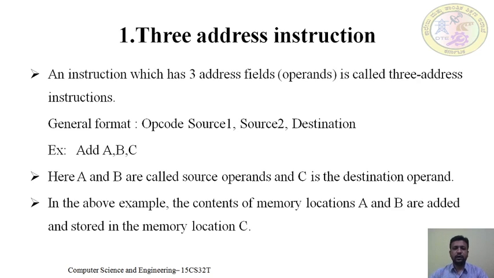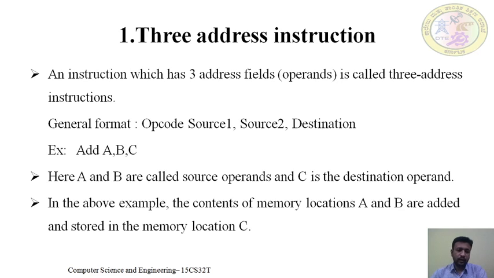The number of operands here is 3. An instruction which has 3 operands is called a 3 address instruction. The general format for a 3 address instruction is opcode, source 1, source 2, destination. Opcode means operation code, what operation needs to be performed. Source 1, source 2, destination are the 3 operands. So in the 3 address instruction, there are 2 sources and 1 destination.